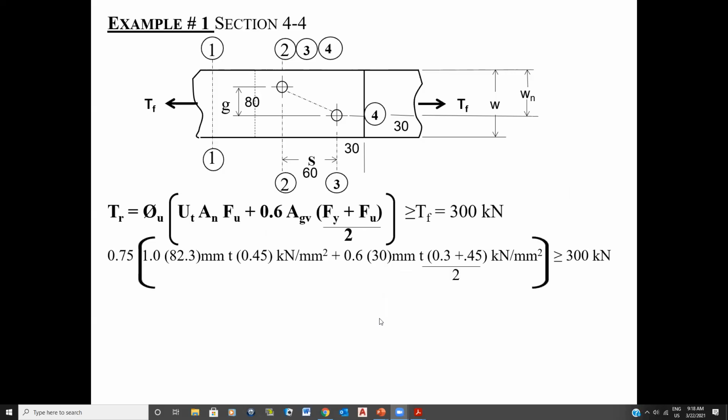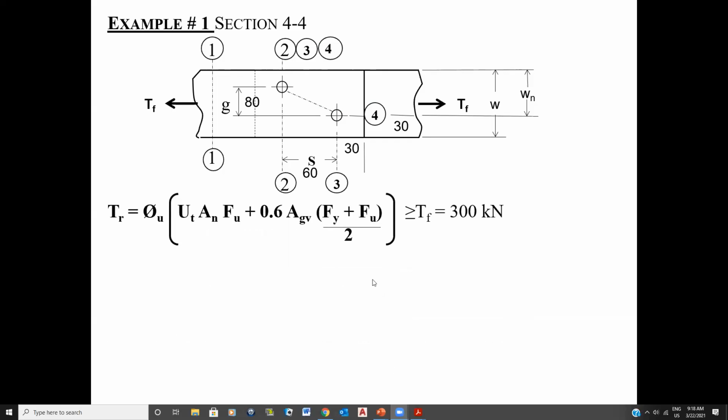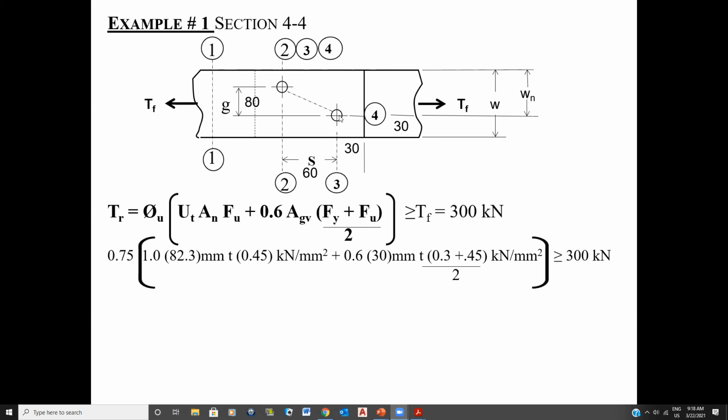So the AGV basically ends up being, I don't have the AGV written anywhere. Oh, I'm sorry, I thought I did. The AGV is basically this length here from there to there. That's the amount of steel that's going to shear times the thickness. And that's what I have here. I apologize for not writing it separately, but this is AGV here. It's the length that's going to shear off times the thickness, and that's my AGV, okay?